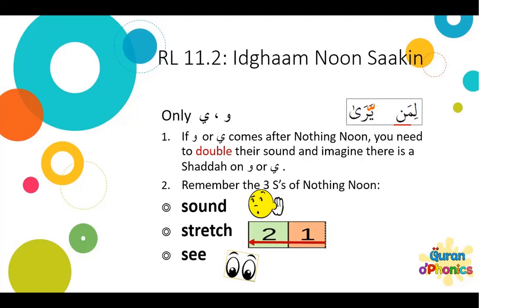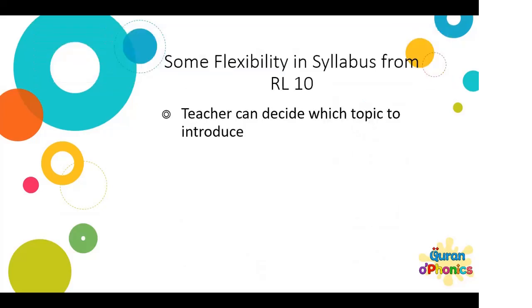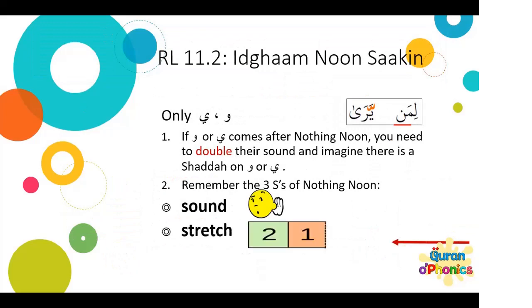So out of the 6 idgham letters of Noon Sakin, we only teach separately how to do ya or waw, because they behave differently. Like I said before, we do not need to teach them the other 4 idgham letters because they are covered with the rule that a shadda only joins with a haraka before it. Okay, so we did this.